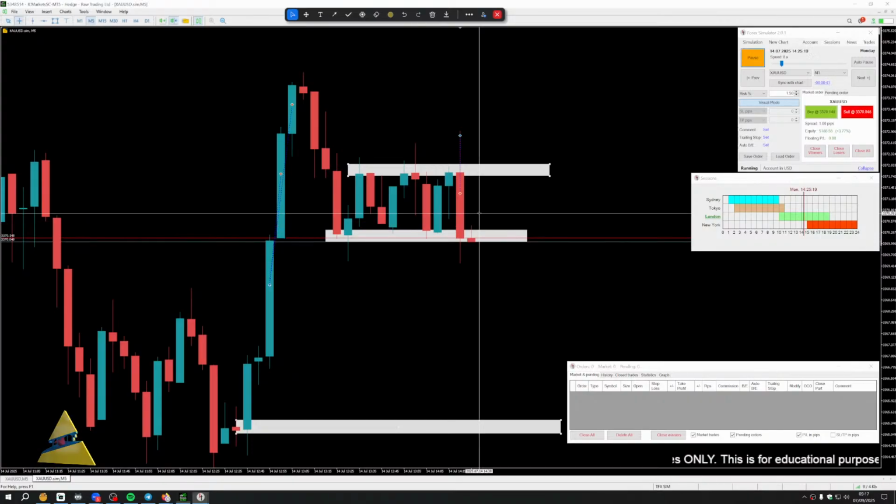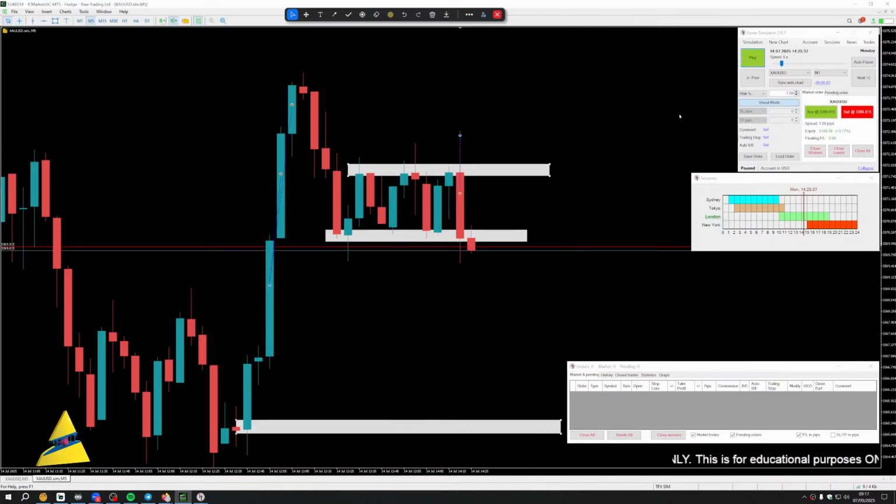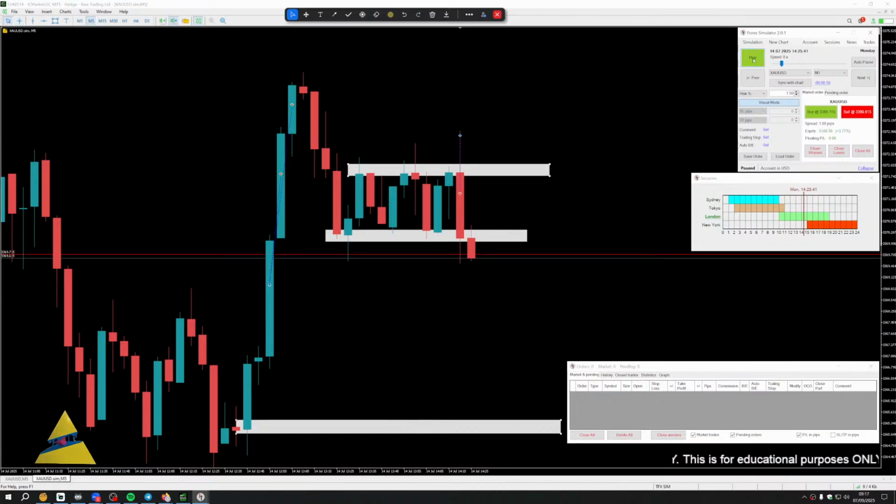Okay, we got a candlestick close. It barely closed below that support. So we need this candle to break. To confirm the move to the downside, we need this candlestick to at least break these previous lows. All right, it's starting to break.